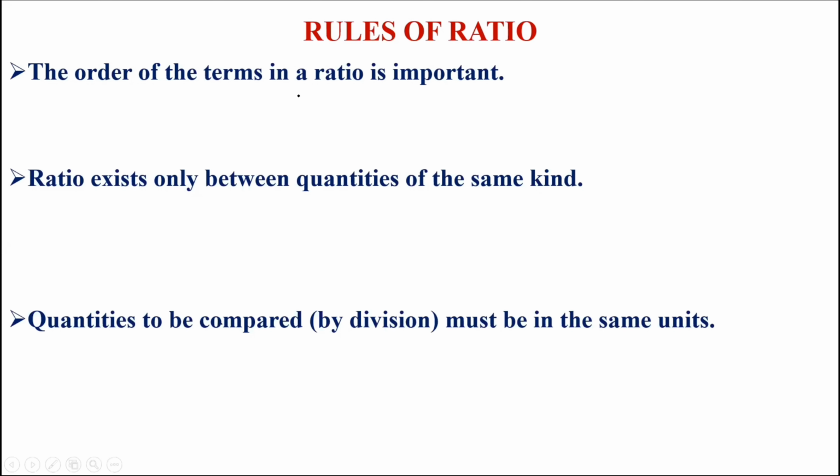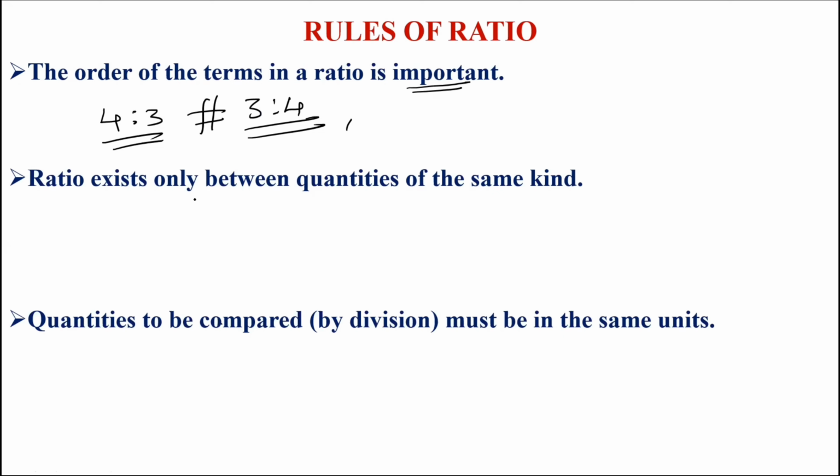The order of the terms in the ratio is important. For example, 4 is to 3 is not equal to 3 is to 4. If 4 is in the first term, we have to keep it in the first term only. The order of the ratio is very important. If a number is in the first term, you have to write it in the first term; if it is in the second term, write it in the second term.